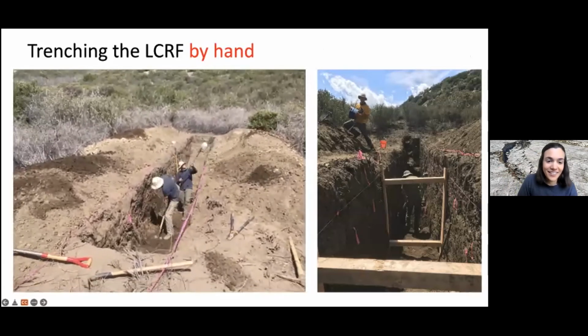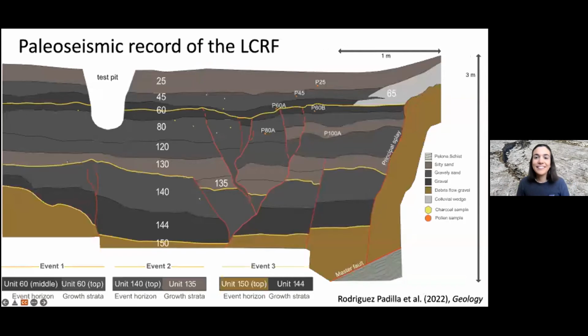But here is the fruit of our labor. This is our trench log. And we found in our trench 3 events. These events are highlighted in yellow here. So the event horizons, the capping horizons, are shown in yellow. And we have this distributed fault system with a principal splay. At the bottom of the trench, we were able to find the master fault that exposes the Pelona schist.